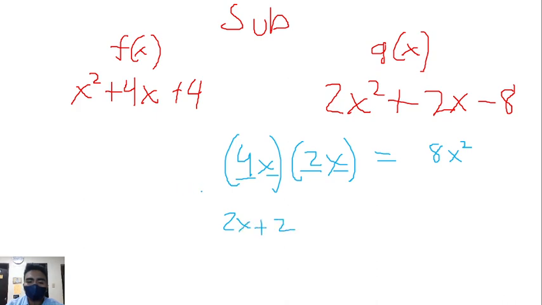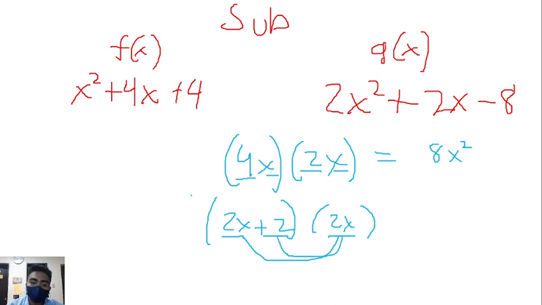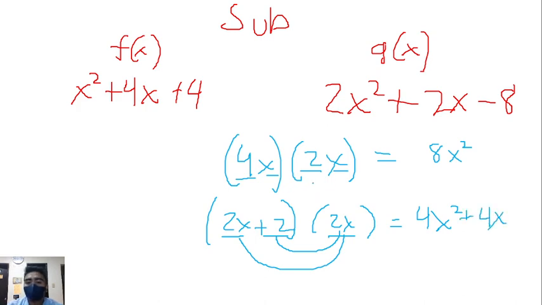Okay? So how about 2x plus 2 multiplied by a monomial, binomial to your monomial, 2x? How do we multiply this monomial to your binomial? By multiplying or distributing your 2x to both terms. So 2x multiplied to your 2x, that will become 4x squared, correct? Then your 2x multiplied by 2, that is 4x. Okay, po? That is the final answer.